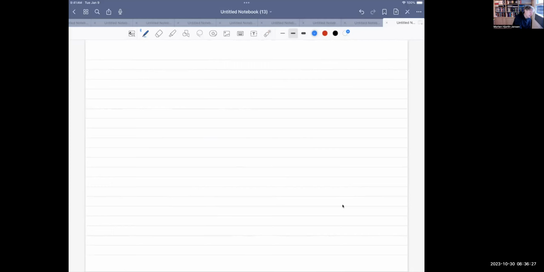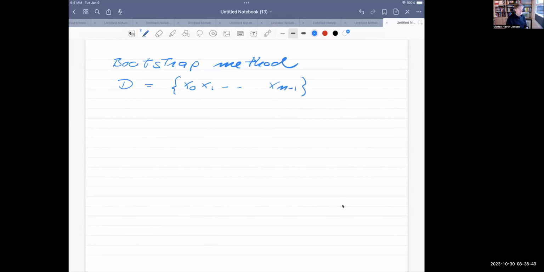If you now look at the bootstrap method, just to remind you of that, we would have a data set D. Let's label this with the x's. So we have an x0, x1, up to some x_{n-1}. This is the original data set. This is the one we have been given, and this is the one we want to train our model with. Then what you would typically do is to have a loop for i equal 1 to this B, the number of resamplings which you're doing.